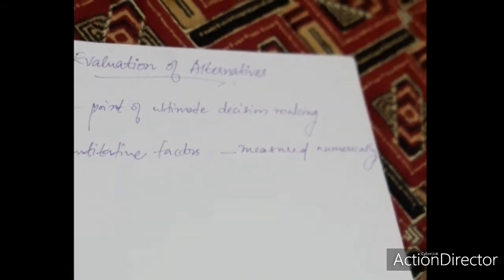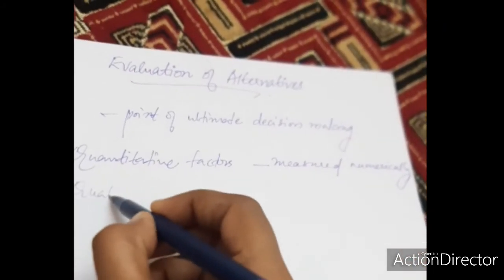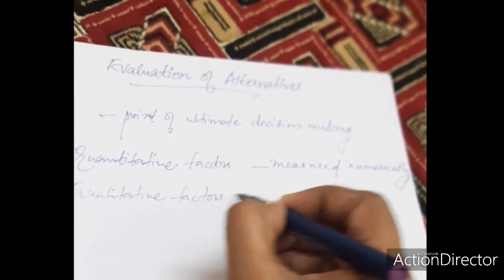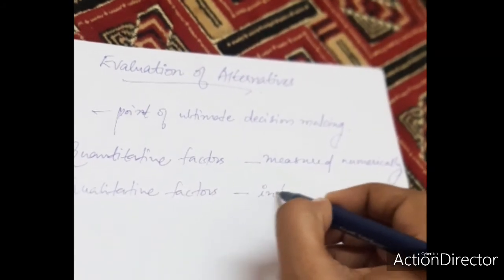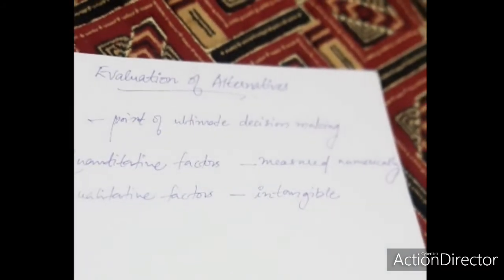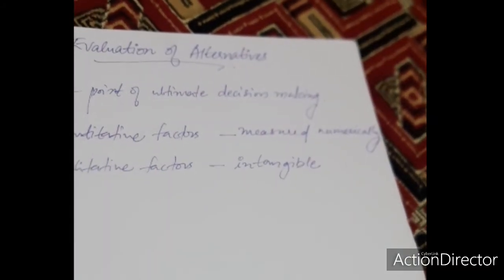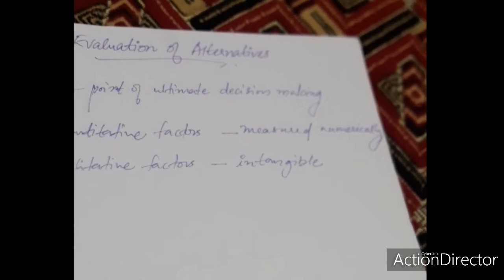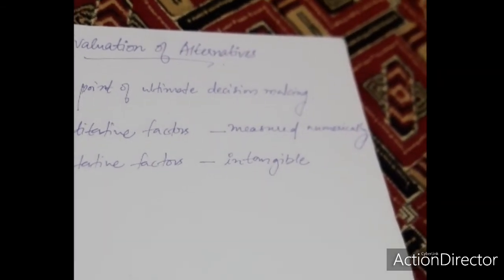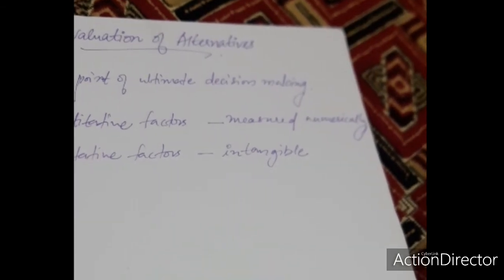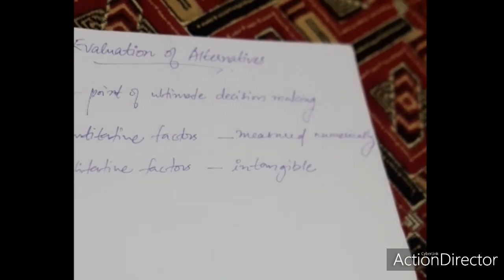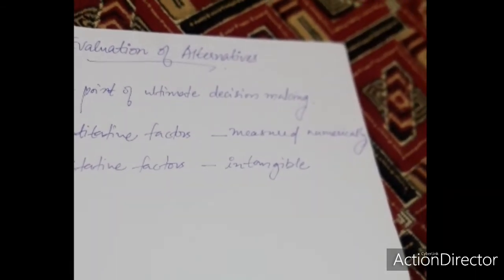And qualitative factors are those which are intangible in nature. That is, which cannot be seen with our naked eyes. That is intangible factors like performance of workers, quality of labor, and the relationship between a manager and a worker. These are qualitative factors which cannot be measured numerically or which are intangible in nature.